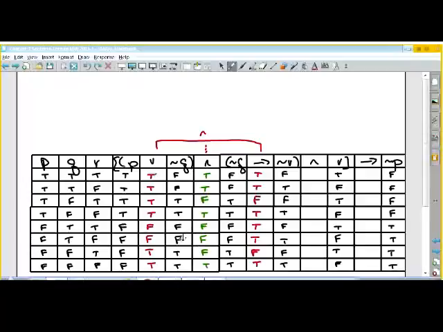Which is kind of interesting because a lot of times when you have an AND statement, you just end up with 2 out of 8. But this one has 6 out of 8, and this one has 6 out of 8 true. So when you do it here, you get 4 out of 8.